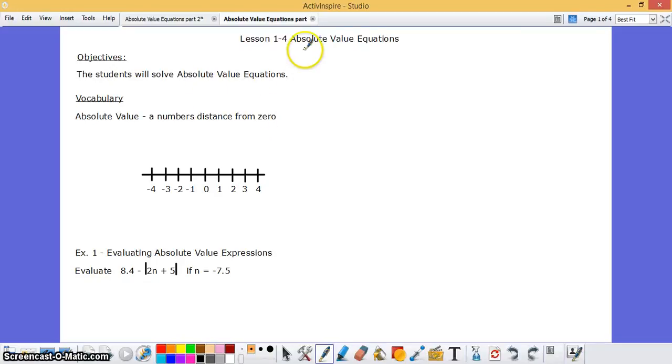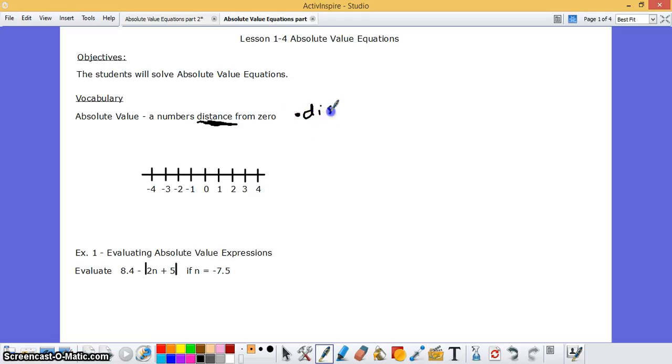Alright, today's lesson is going to be over absolute value equations. Our objective is that the students will solve absolute value equations. Vocabulary: absolute value is a number's distance from zero. Think of that as distance. The key here is the distance part.